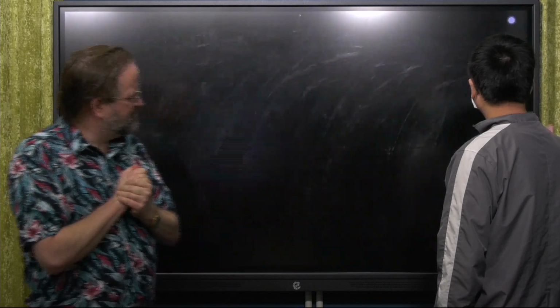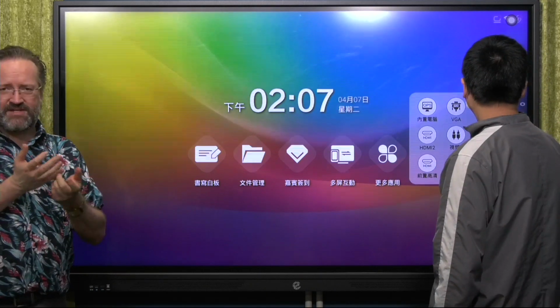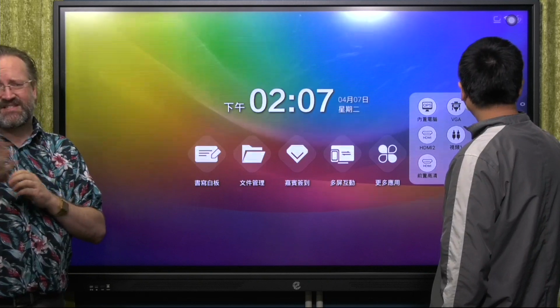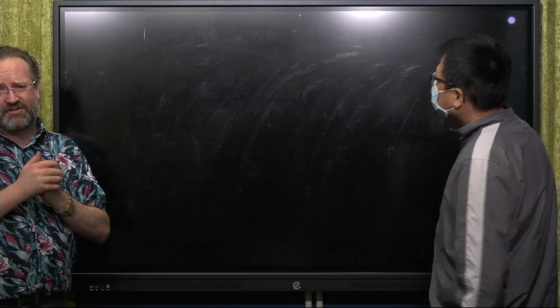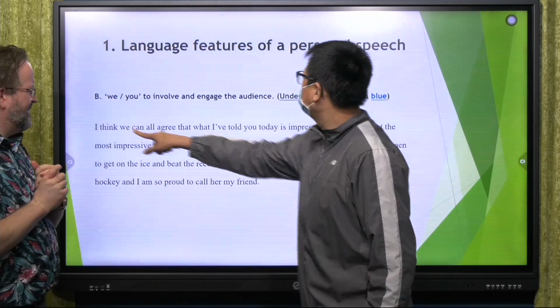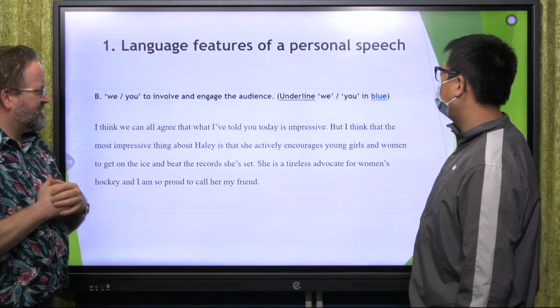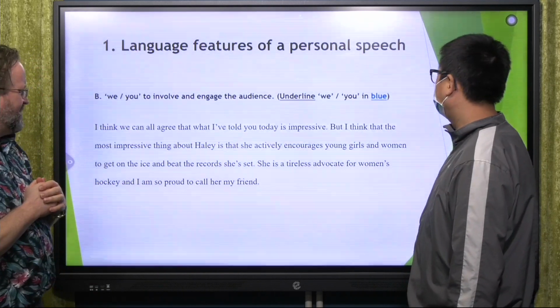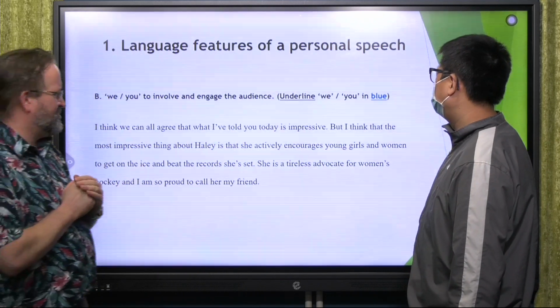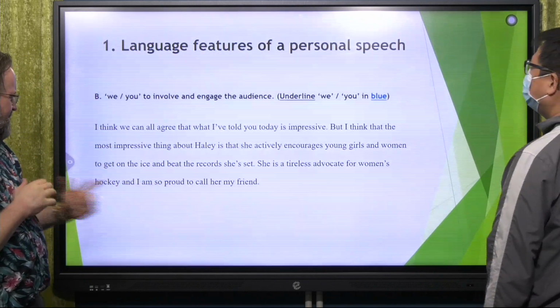We'll skip underlining it because on the next page we have all the answers. It's pretty straightforward. We can just look at the "we". Here we can find "we". What you do today is impressive, but I think the most impressive thing about Haley is that she actively encouraged young girls. She's a tireless advocate.